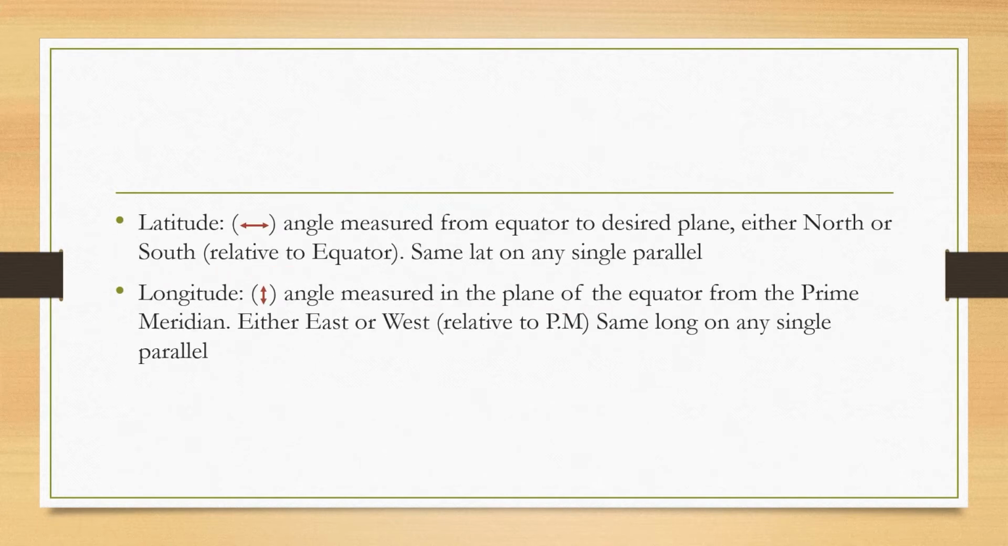Latitude is the angle measured from the equator to the desired plane, either north or south, relative to the equator. Okay, this is always relative to the equator. So if this is our equator, if you are this way, you are now going north.